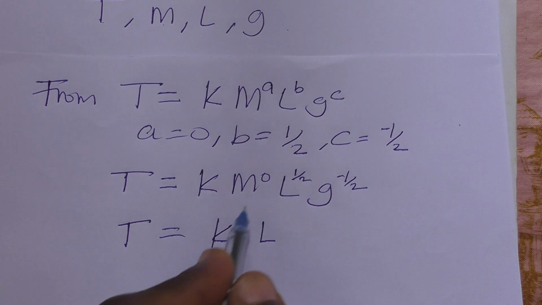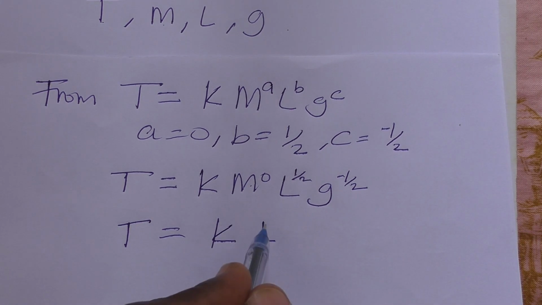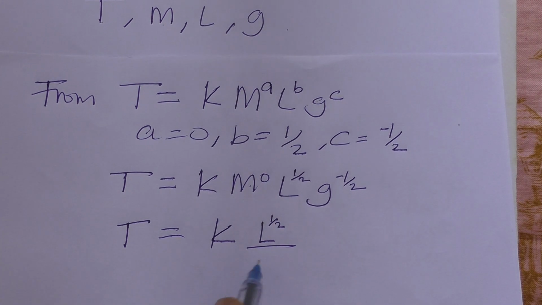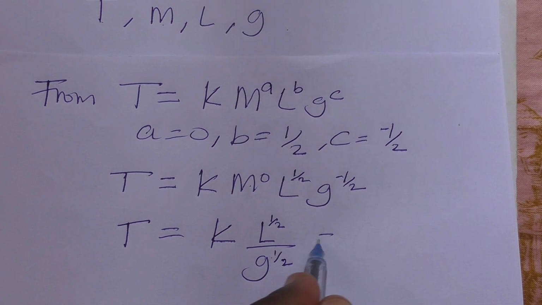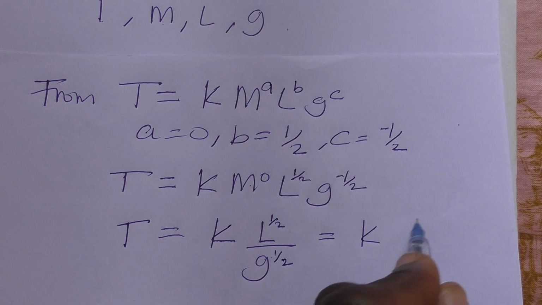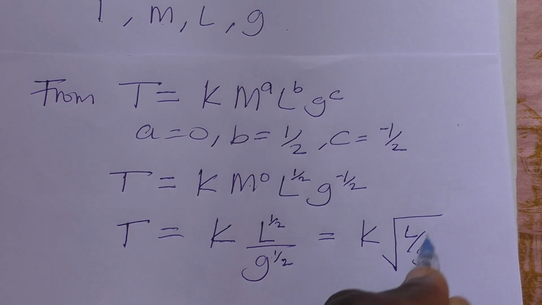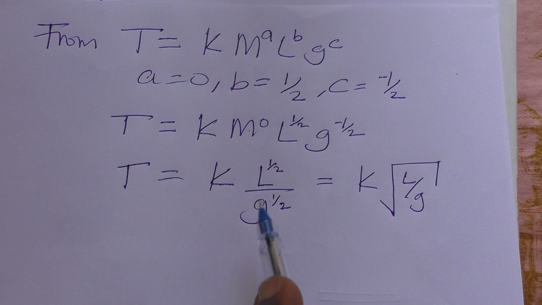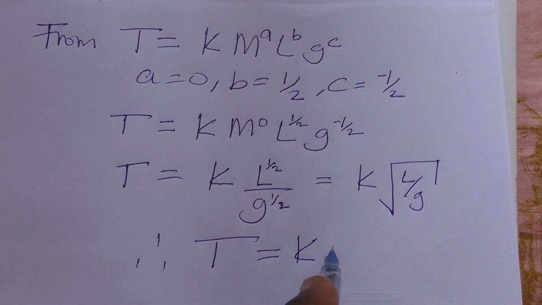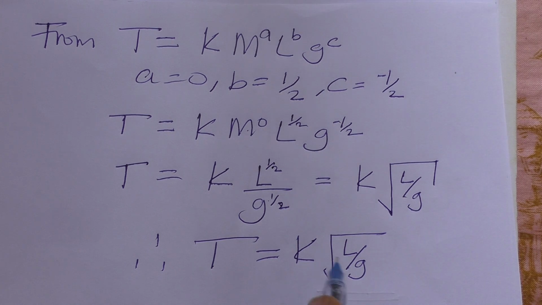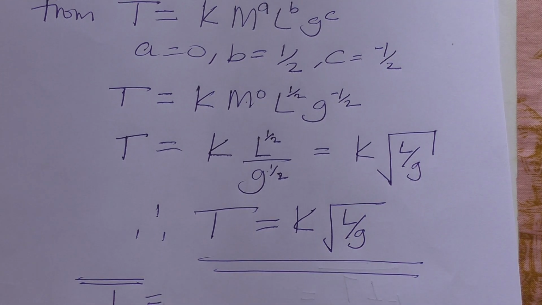into m^0, which is 1, so we ignore that, over g^(1/2). This negative takes g down, which gives us k, the square root of L over g, because 1/2 shows square root. So therefore the equation is T equals k root of L over g. So k is a constant, and probably it is always 2 pi.